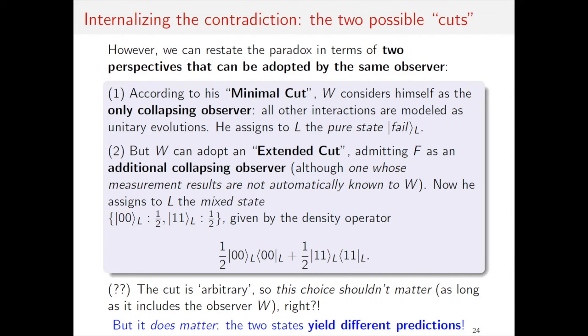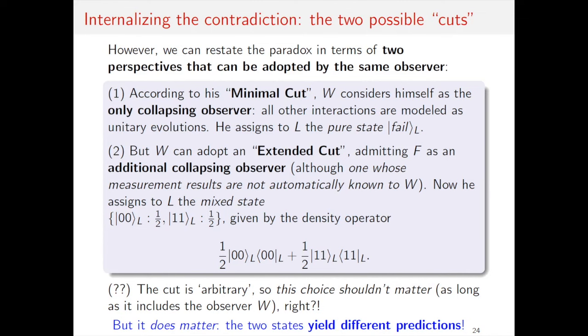But he can also adopt the extended cut, which says, I am a collapsing observer, but my friend also is, right? So whenever he interacts with a system, the system collapses, so they cannot be entangled. And then, well, I just don't know the results of these measurements. And because of the previous superposition, which had amplitudes one over square root of two, I will assign to the lab this mixed state. So the lab is not a pure state, you see? It's actually a mixed state: 00 with probability one half, and 11 with probability one half. All right?